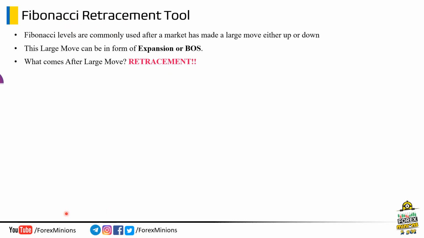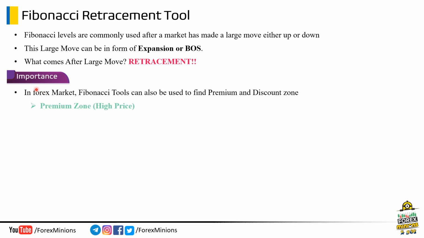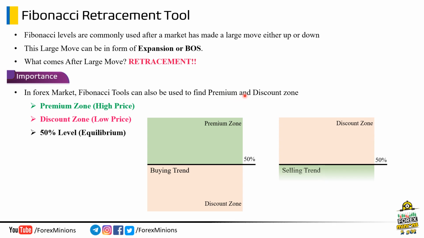Now what is the importance of this tool in the Forex market? As discussed earlier, in the Forex market, Fibonacci tools can also be used to find premium and discount zones. Premium prices mean higher prices and discounted prices mean cheaper or lower prices. There is a level of 50% in Fibonacci retracement, and we call it the equilibrium point. The purpose of this equilibrium point is: no premium, no discount.